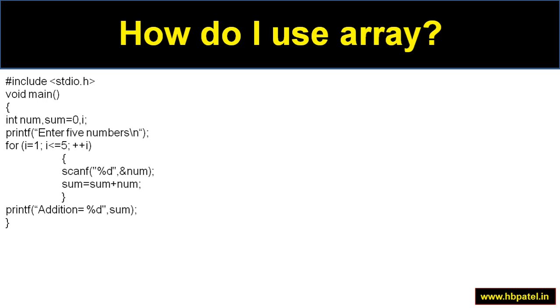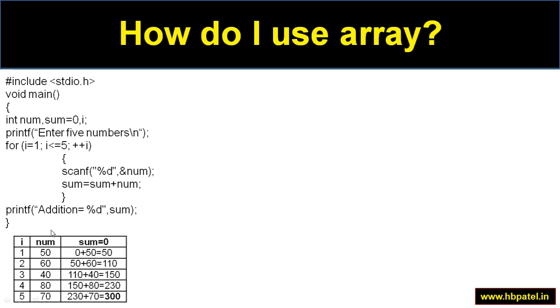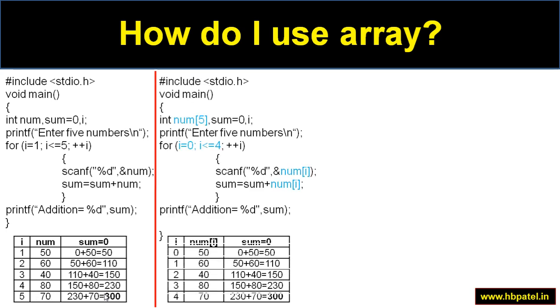For that, let's go back to the previous example wherein we read 5 different numbers and we added them together. So this was a very simple example that we have just taken. I'm not repeating it. The dry run is very simple. Every time I'm reading different numbers, these numbers are added into sum, and at the end the final summation is printed, which is 300. Now the same example I am doing with arrays.